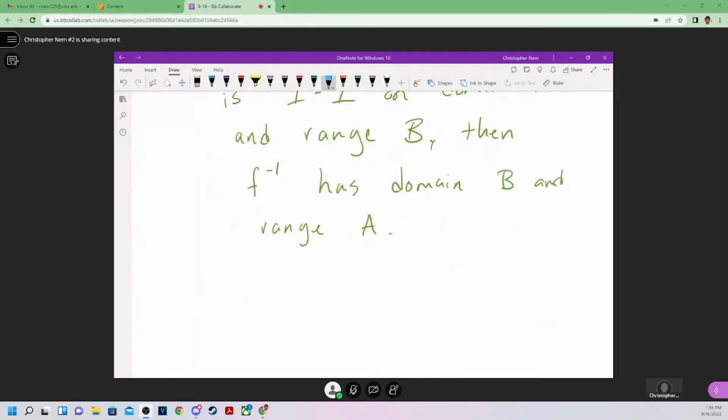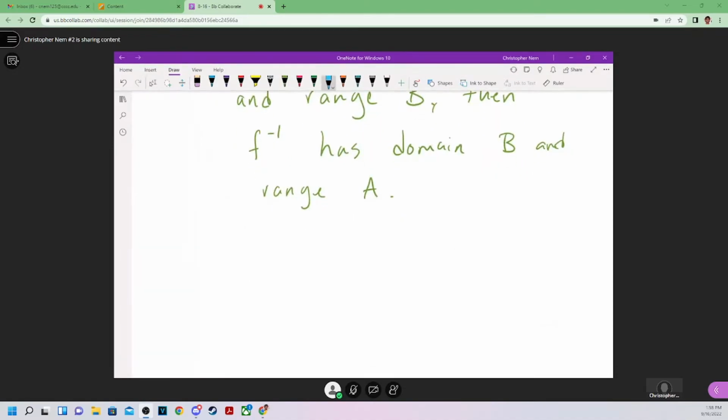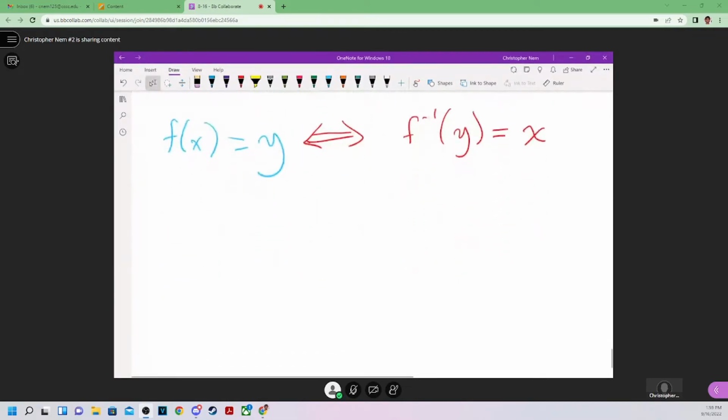So the idea is that if I have a one-to-one function, let's say f of x equals y. Let's suppose this is one-to-one. If I plug in an x value, I get a y value out. Your inverse function takes the y value and it will spit out the x value. It's reverse. Its y value is your original x value. Its x value is your original y value. So the idea is very simple.